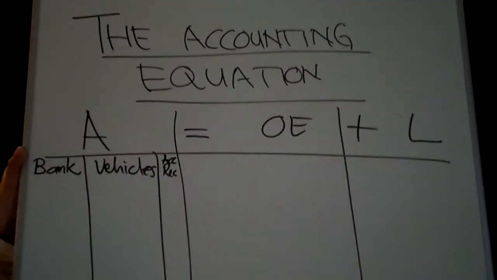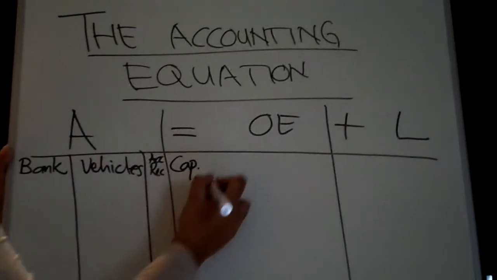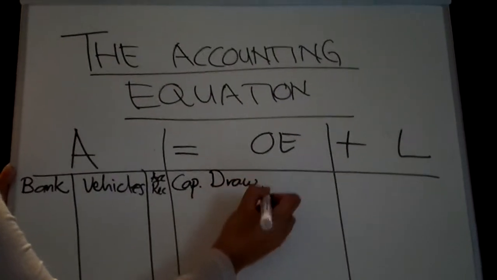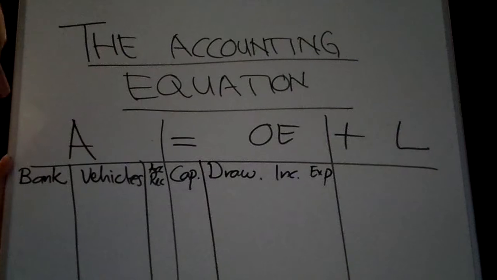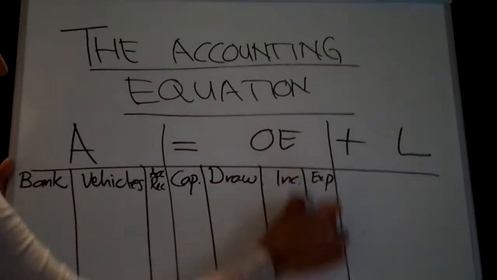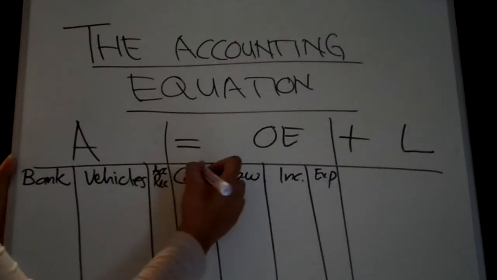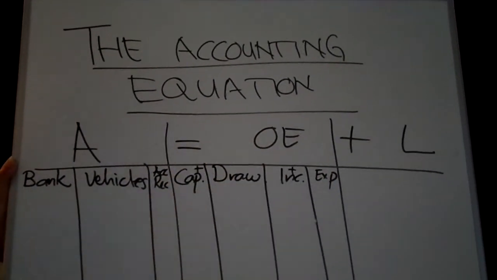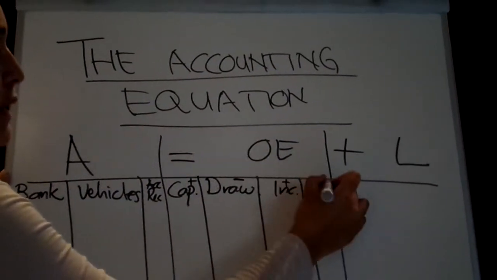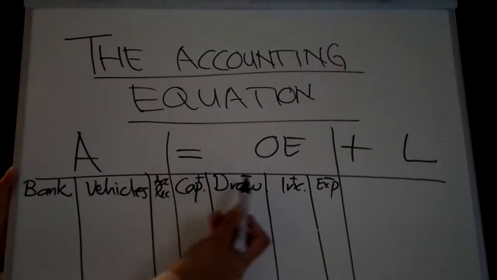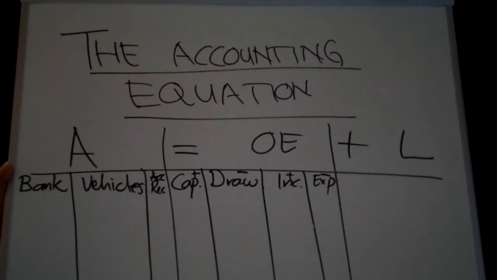Owner's equity is always only made up of 4 accounts. You have capital, you have drawings, you have income, and you have expenses. Those make up your 4 columns in the owner's equity. Very important, capital and income will always be increases in the owner's equity column, and drawings and expenses will always be decreases. This positive and negative just shows the effect of these accounts on the owner's equity.